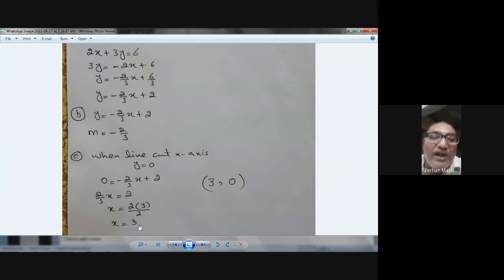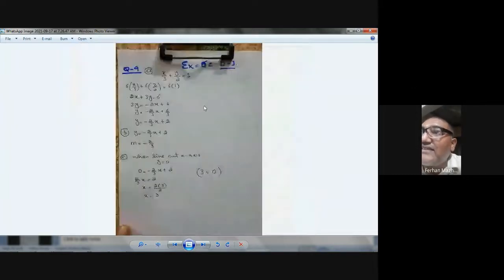So now, the coordinates of the point where the line cuts the x-axis: there the y value is 0, the x value is 3. So the coordinates of that point are 3, comma 0. This point is known as the x-intercept.